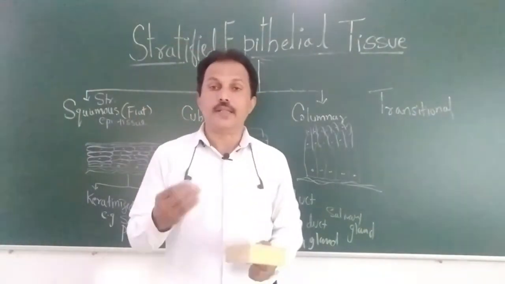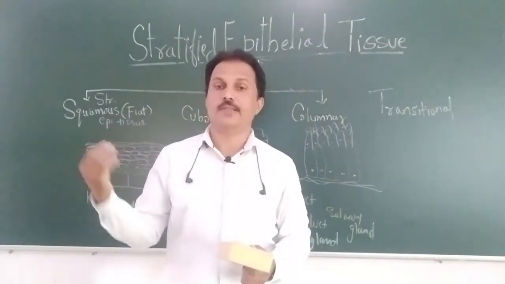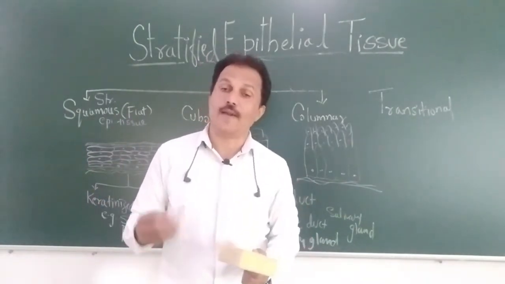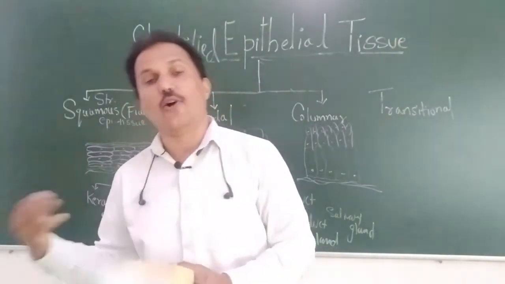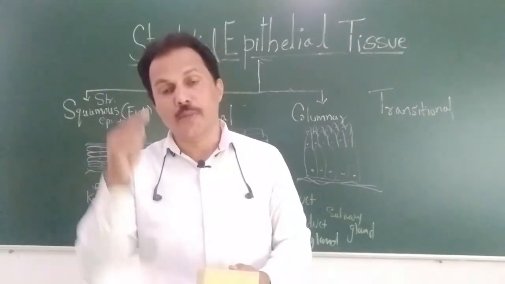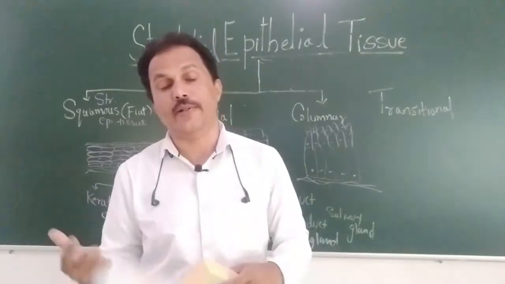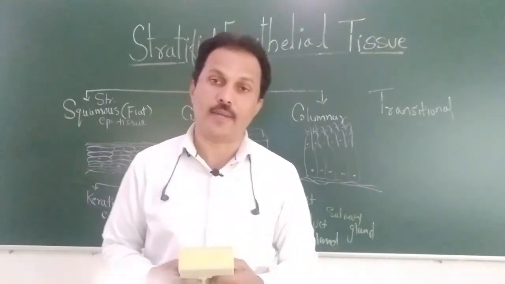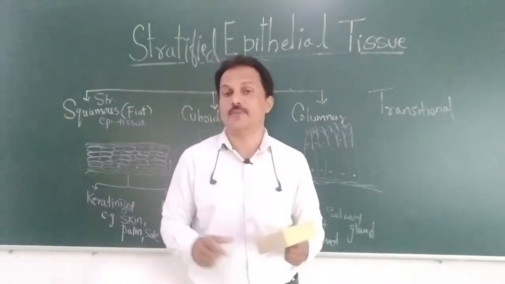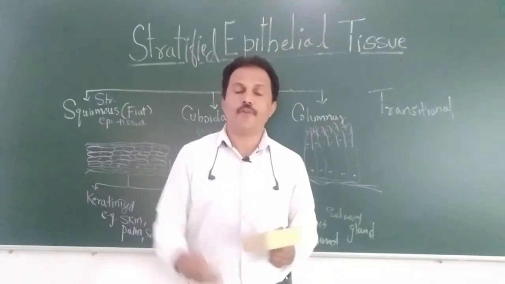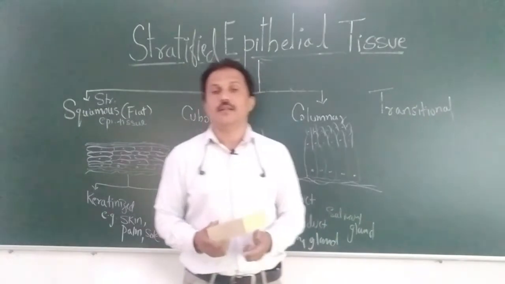So these are the three main types of stratified epithelial tissue: first, stratified squamous; second, stratified cuboidal; and third, stratified columnar epithelial tissue. These are very important. The important thing is where these tissues are located, as such questions are generally asked in examinations. So concentrate on the location or examples of all the epithelial tissues. Apart from this, there is one more term used, transitional epithelium.